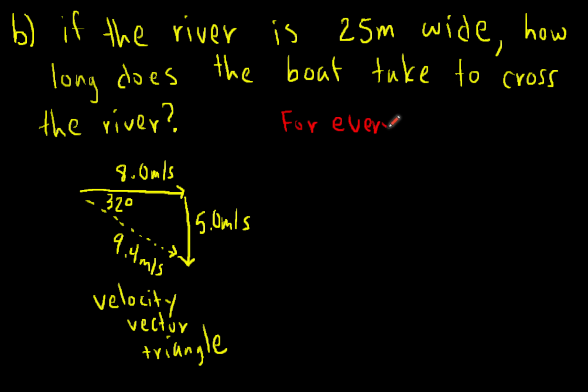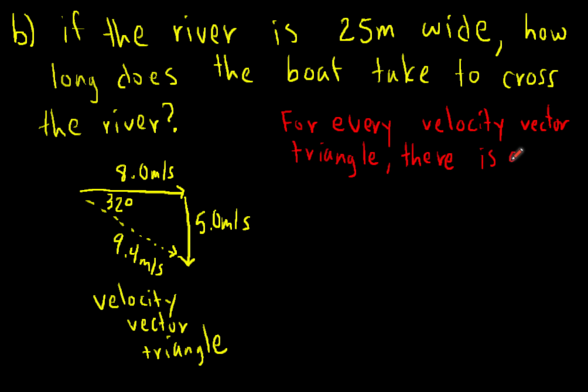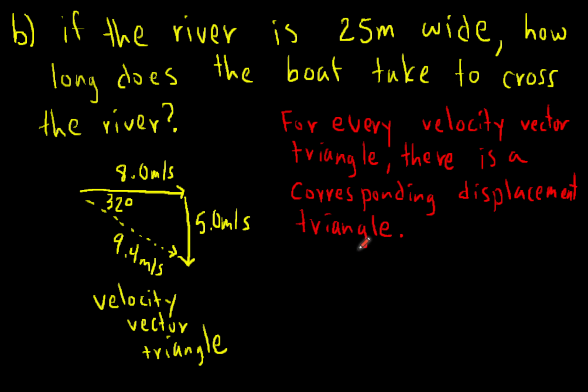For every velocity vector triangle that we have, made up of its 3 components, there is a corresponding displacement vector triangle with matching angles and sides. We don't know all the sides of the displacement triangle, but we do know directly across the river is 25 meters. And we do know that it has a matching angle to our velocity triangle of 32 degrees.